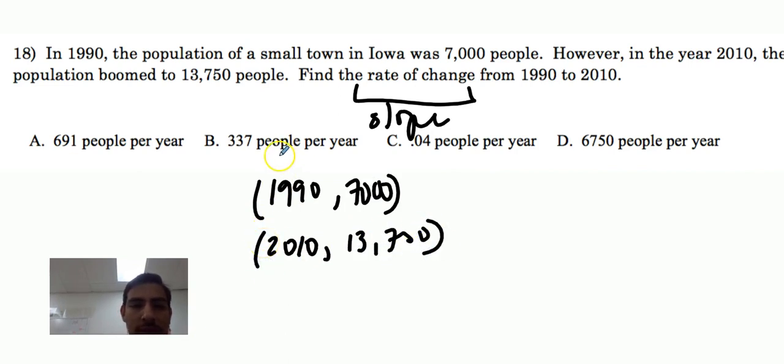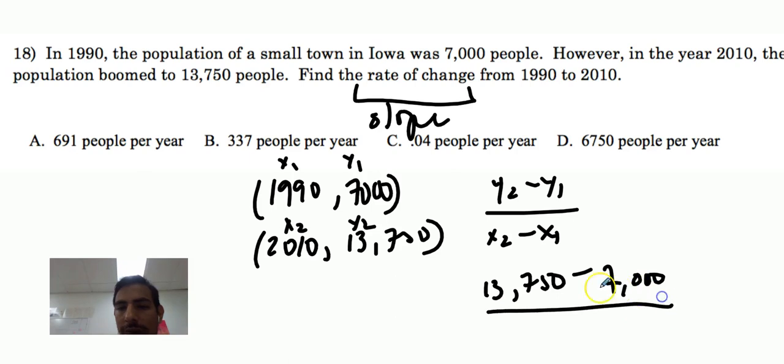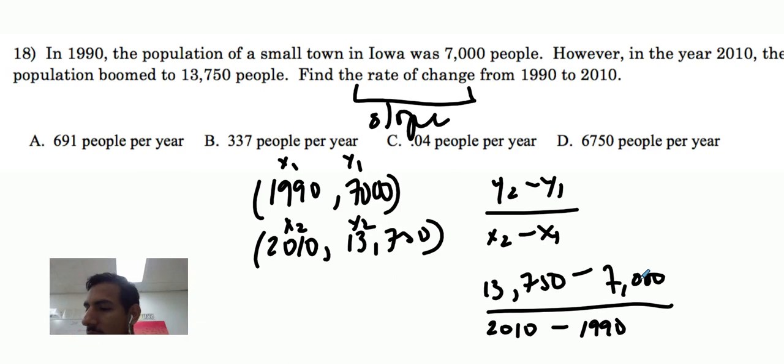What you need to do is label x1 and y1, x2 and y2, and we're doing slope. We want the rate of change. So the slope is going to be equal to y2 minus y1 over x2 minus x1, which means we're going to get 13,750 minus 7,000, all divided by x2 minus x1, which is 2010 minus 1990. And I got my handy-dandy calculator, so I'm just going to plug those in to see what I end up getting.